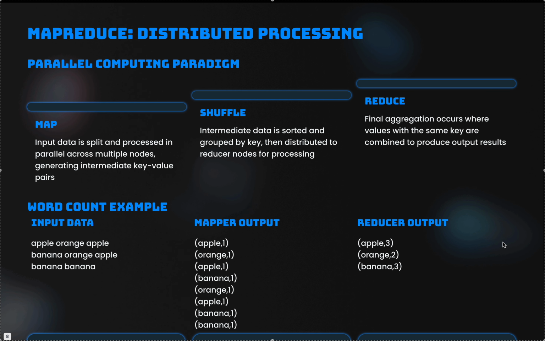MapReduce, that is distributed processing. MapReduce is Hadoop's original data processing model. It processes data in two phases, map phase and reduce phase. The map phase processes and filters input into key value pairs, and the reduce phase aggregates and summarizes the output. Parallel processing is its biggest strength. A classic example is the word count problem. The map phase counts occurrences of words and reduce combines the counts.